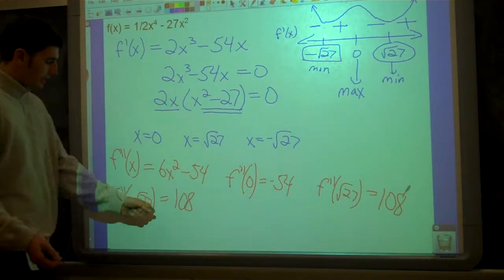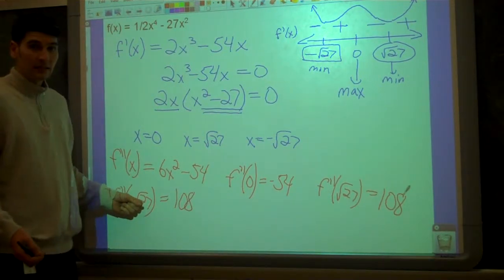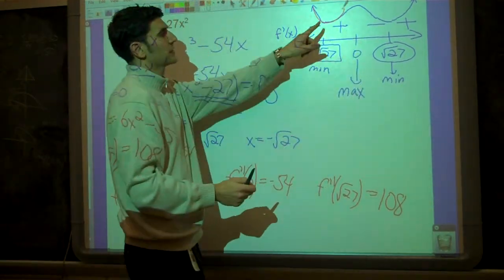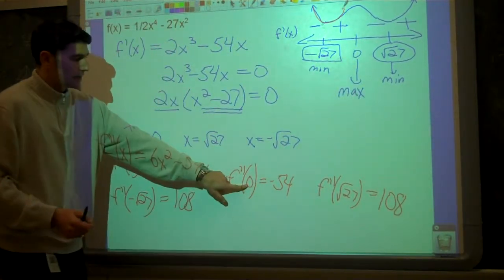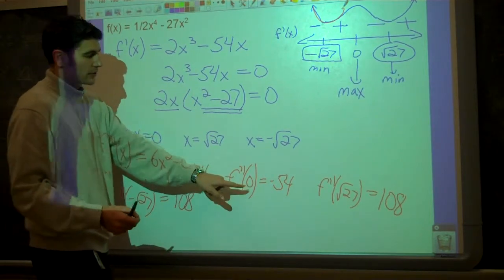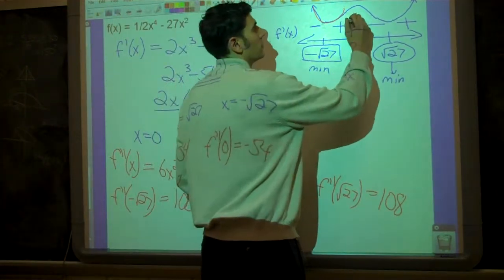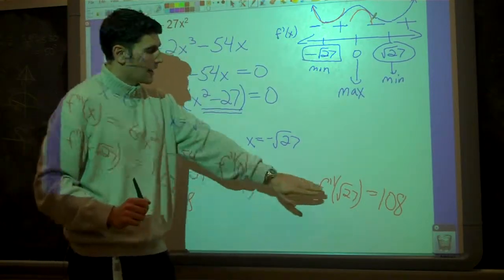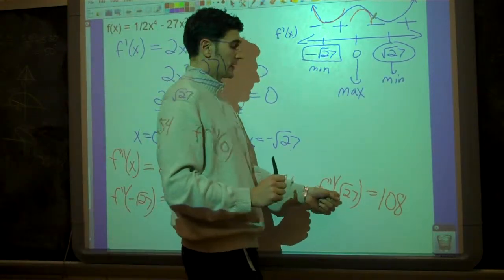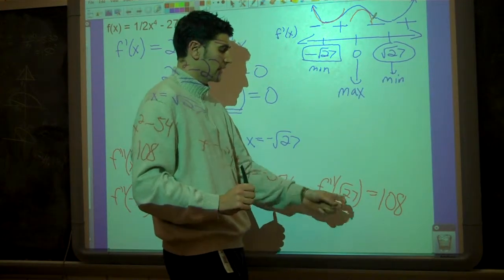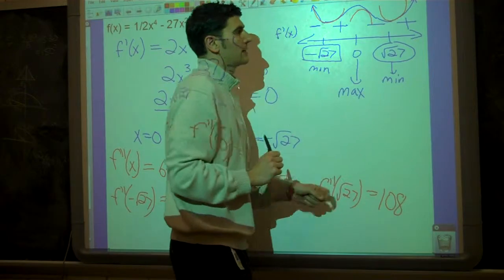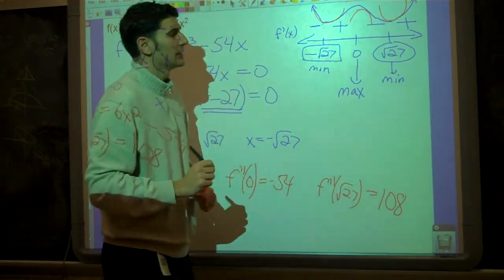So here, at this critical value, the second derivative is positive, which means that it is concave up, which confirms that it is a minimum. At this critical value of x equals 0, the second derivative is negative, which means our graph is concave down, which confirms that it's a maximum. And at square root of 27, the second derivative is 108, which is positive, which means that our graph is concave up, confirming that it is a minimum.